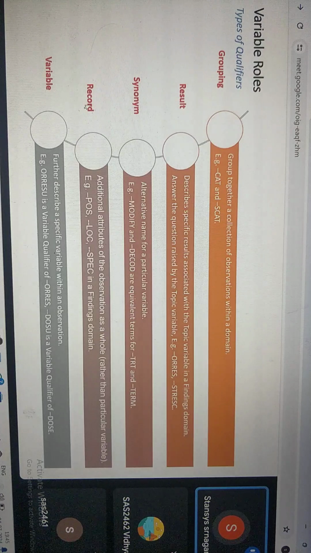Then the record level qualifiers. These values will contain the entire record. For example, position, location, specimen.